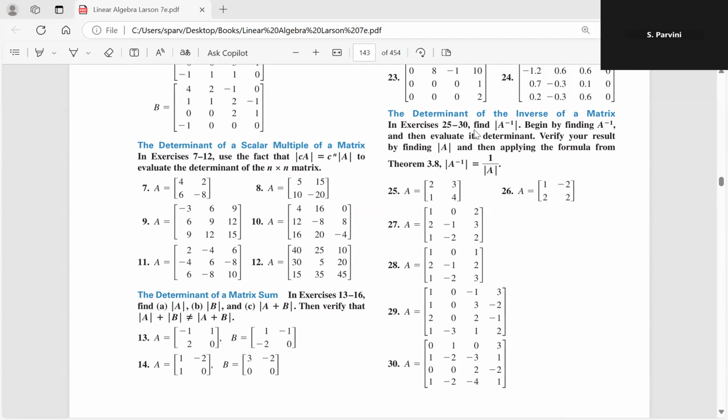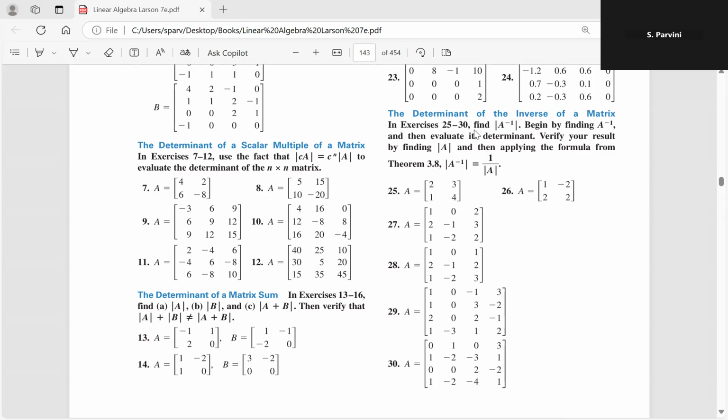So I'm just going to copy number 26. And I know it's a 2 by 2. Well, let's do 28 because it's 3 by 3. 2 by 2s are easy. So let's do 28. In 28, matrix A is 1, 2, 1. And then 0, -1, -2, 1, 2, 3. So that's matrix A. Again, it says begin by finding A inverse.